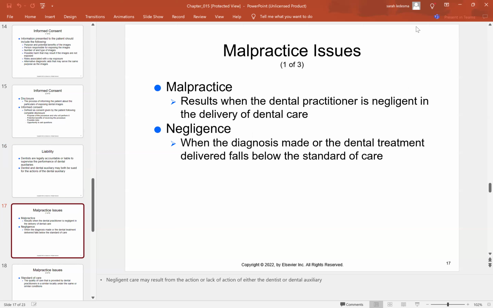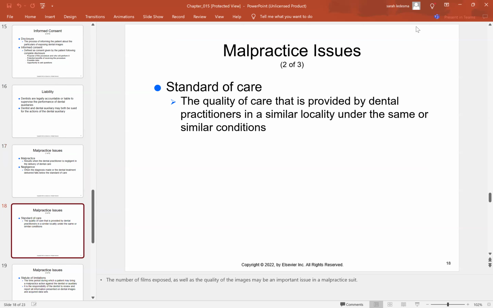Malpractice issues. Malpractice results when the dental practitioner is negligent in the delivery of dental care. Negligence is when the diagnosis made or the dental treatment delivered falls below the standard of care. Standard of care is the quality of care that is provided by the dental practitioners in a similar locality under the same or similar conditions.